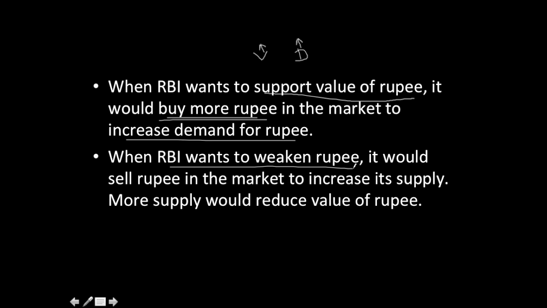When RBI wants to weaken rupee, it would sell rupee in the market to increase its supply. When the supply of rupee increases, there will be a lot of rupee in the market. That will itself depreciate the currency. More supply will reduce the value of rupee. This is how RBI intervenes and changes the value of rupee.